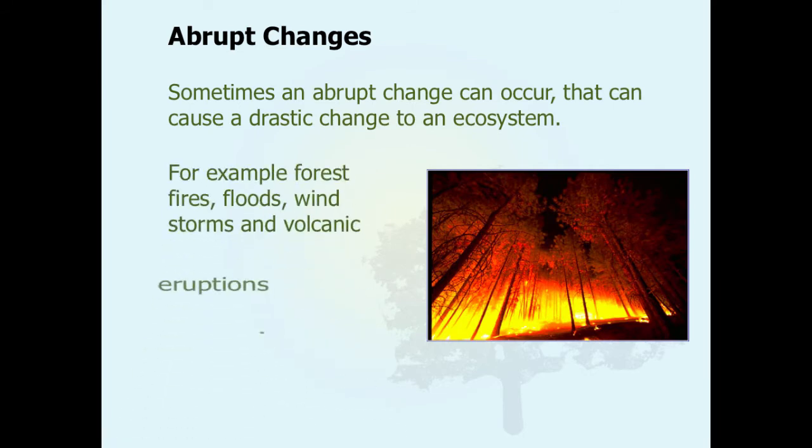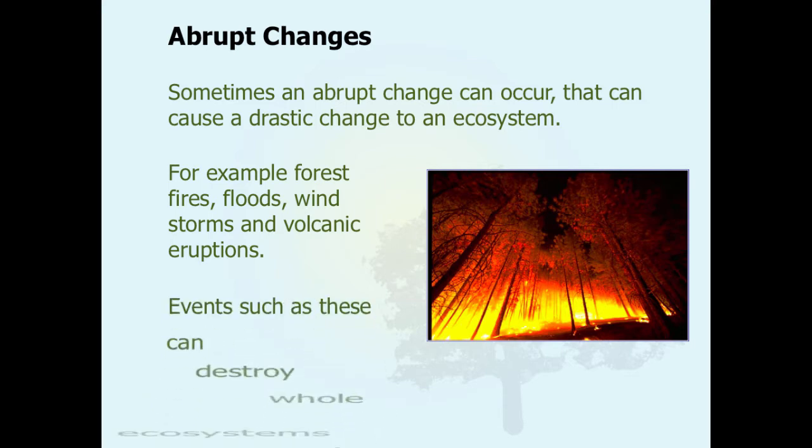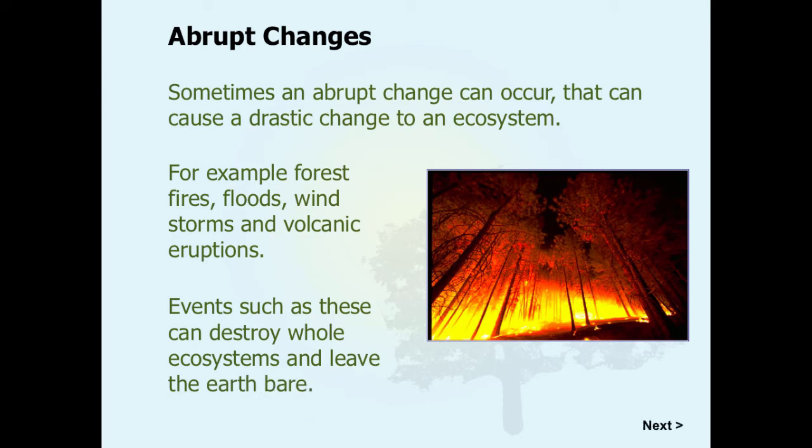Now, there are actually two different types of changes, and sometimes the environment can go through a very abrupt change where a dramatic change to the ecosystem can occur. An example could be a forest fire, flooding, very strong winds or storms like hurricanes, tornadoes, and even volcanic eruptions. When these events occur, they can destroy the ecosystem and leave nothing but bare earth. So Mother Nature has to start over again.